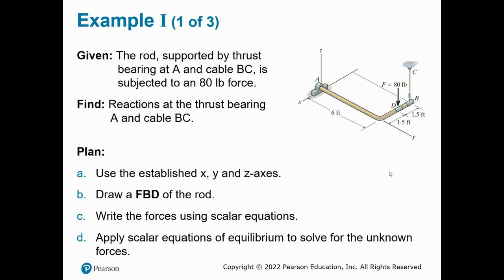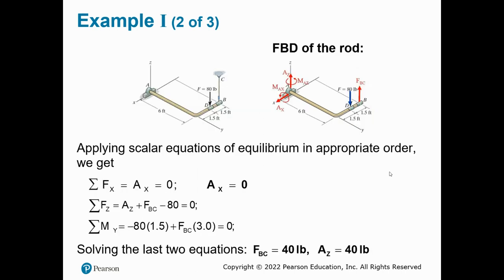Example number one, we have support by a thrust bearing at A and cable BC, and we also have this external force of 80 pounds. When we draw the free body diagram, we're going to show the supporting force FBC, the external force of 80 pounds, and also we have reaction forces AX, AZ, and moments MAX and MAZ.